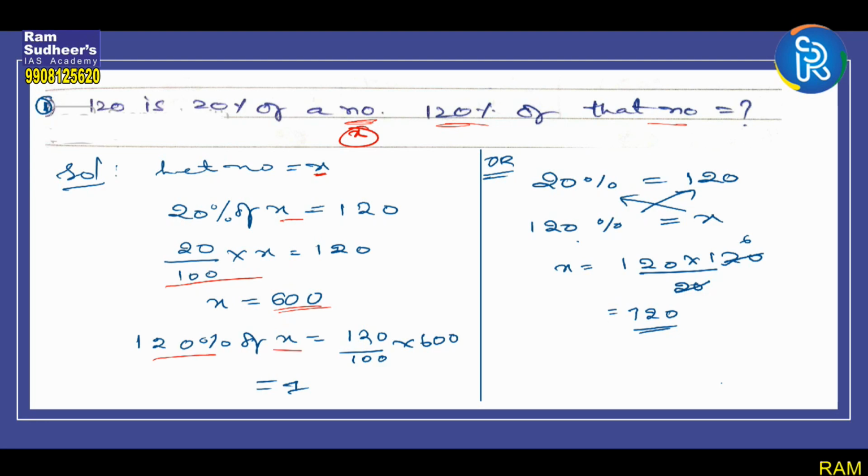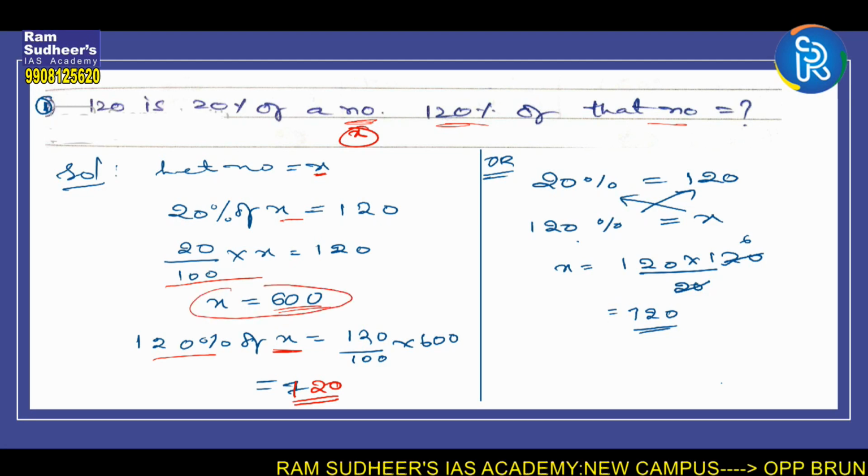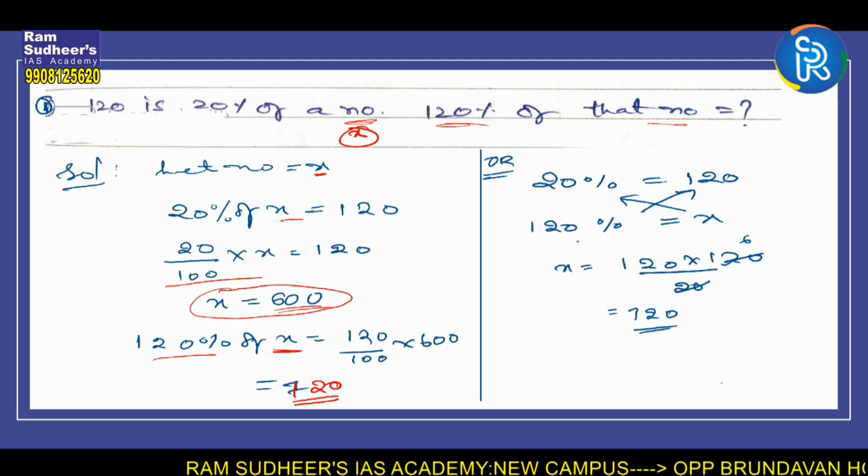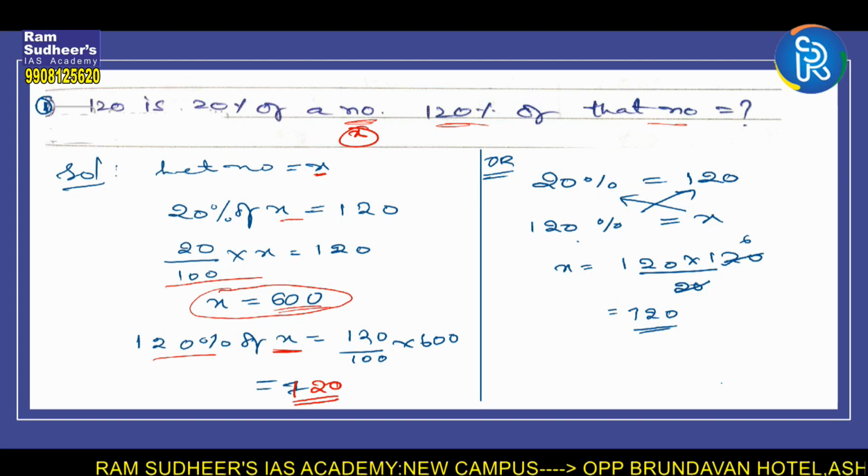And 120% of our x, which is 600, would be 720. Sorry, my friend, this is 720. This is our answer. Here, we can also find the solution without going through all these steps, because he never asked us to find our x, he just asked us to find 120% of our x, and so this step can be eliminated.